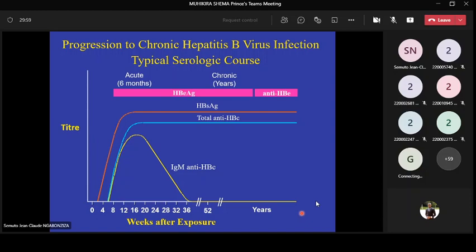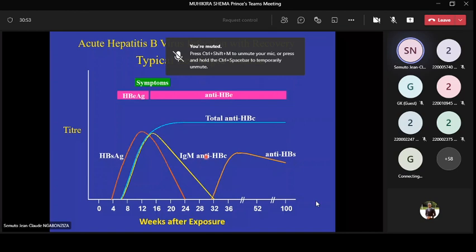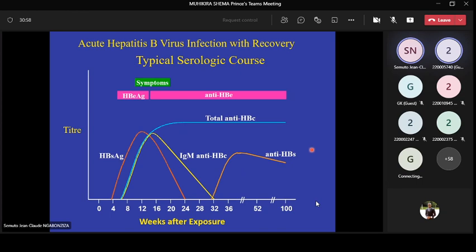Is it understood? Clear? Clear. Yeah. If not, you can also read books. There are books. In most cases, this is a picture of uncontrolled infection or progression to chronic, while this is a picture of controlled infection, where you have anti-hepatitis B E antibody, which is very protective. It is what makes control be gained. The other one, of course, also helps. But when this appears very early, protecting the host, in most cases the infection is cleared and they recover.